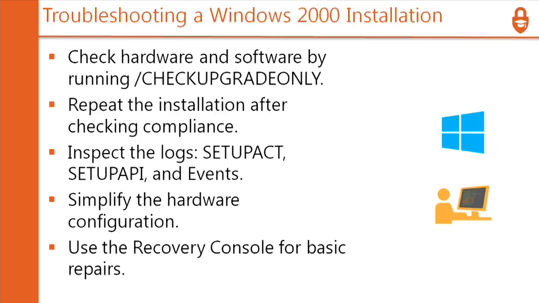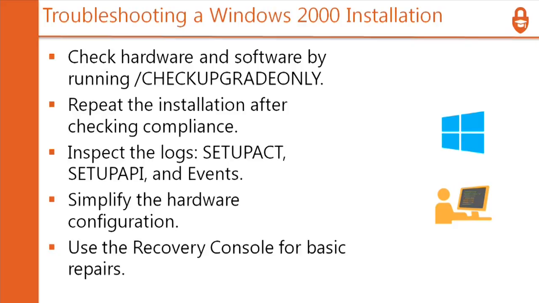Troubleshooting a Windows 2K installation. We want to check hardware and software by running /checkupgradeonly. See if there's any known problems that it's detecting on its own. Repeat the installation after checking the compliance. So if you try it and it doesn't work, you run the /checkupgradeonly and then try and install it again. And then you start digging into the logs, right?